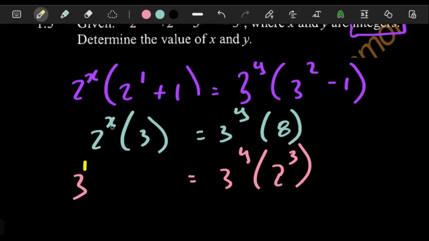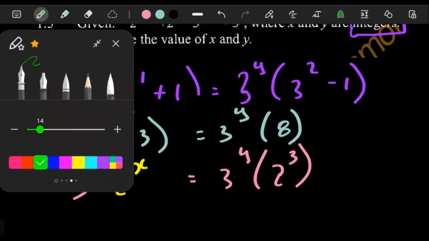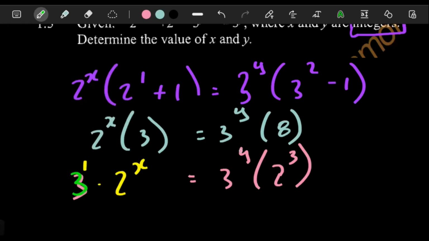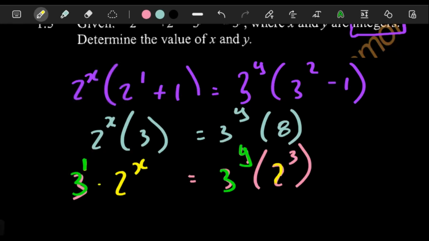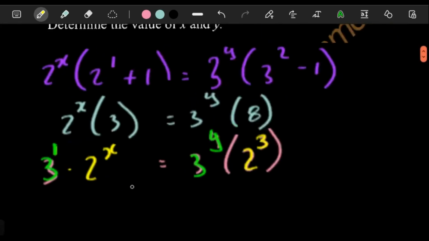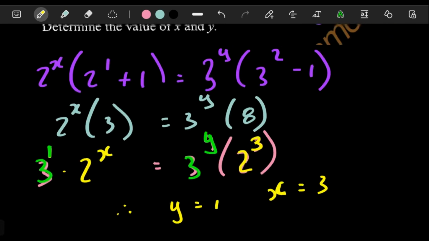And then you could write the 2 to the power of x afterwards, so that you can see, technically speaking, the 3 here goes with the 3 there, the 1 here goes with the y over there, and then the 2 here goes with the 2 there, the x here goes with the 3 over there. So that now you can just say, therefore, y is equal to 1, x is equal to 3.